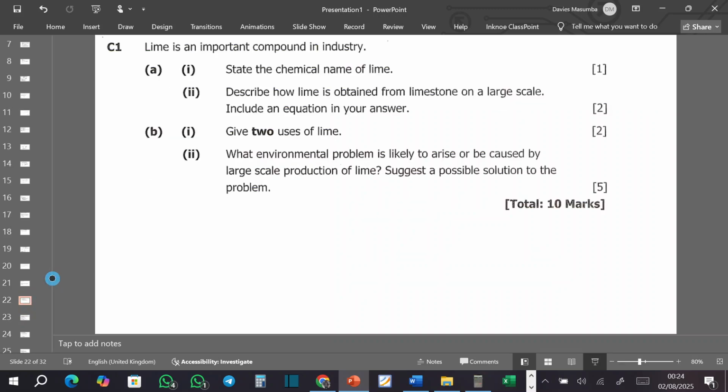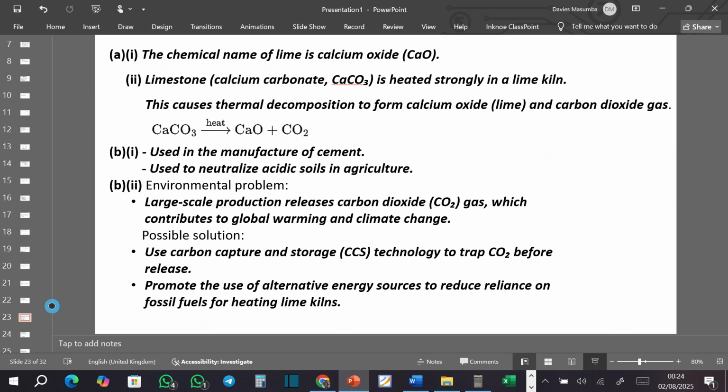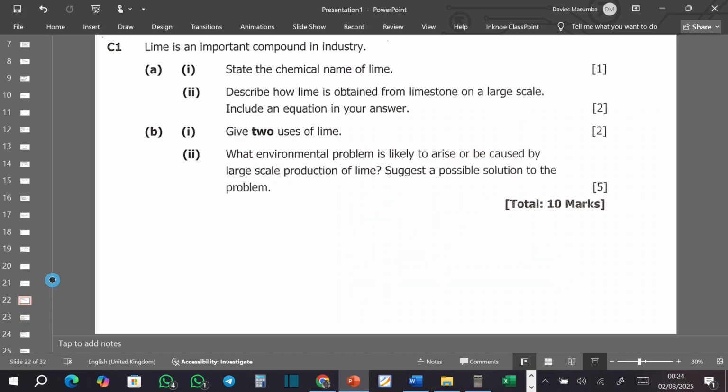Then we get back to Roman numeral one, give two uses of lime. Then you say, okay, used in the manufacture of cement and also used to neutralize acidic soils in agriculture. Also, it is used to neutralize acids in the water in rivers. Okay. Then we go to the other question. Roman numeral 2. What environmental problem is likely to be caused by large-scale production of lime? Suggest a possible solution to the problem.